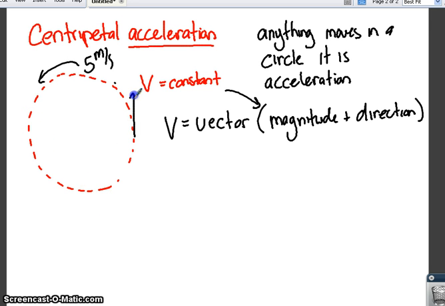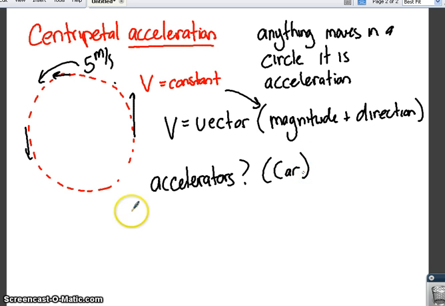Right here, it's going that way. Right here it's going that way. Right here it's going that way. So because the direction is changing, it is accelerating around the circle, over and over again. There's a common question that always goes with this: how many accelerators do you have on your car? And the answer to this question is 3.